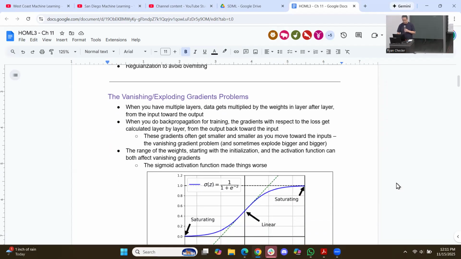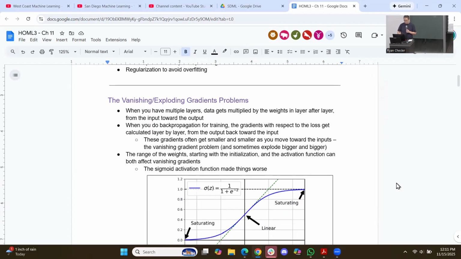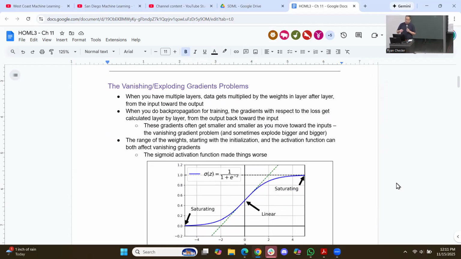I pasted these notes into Slack, and the link is also in the Zoom chat. So the number one thing is, when people started training neural networks, they made a little bit of progress, but as soon as they tried building bigger, deeper ones with more layers, they started running into problems.